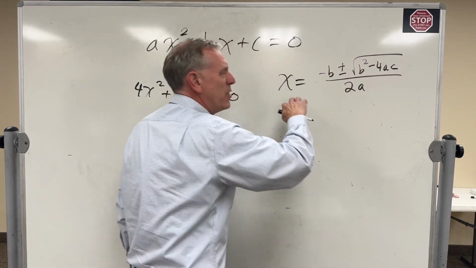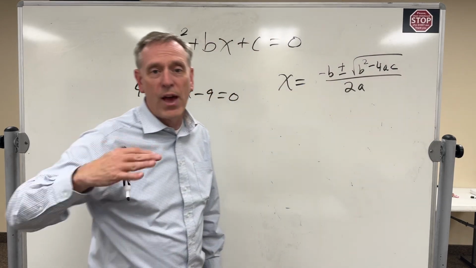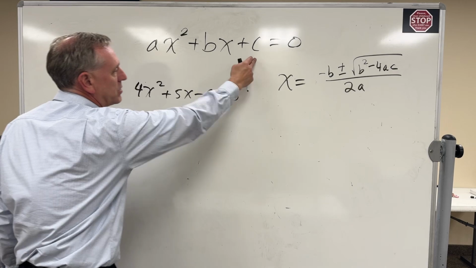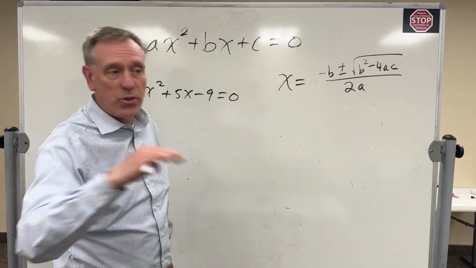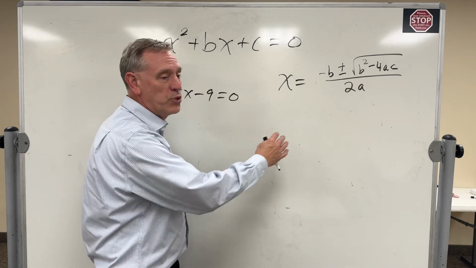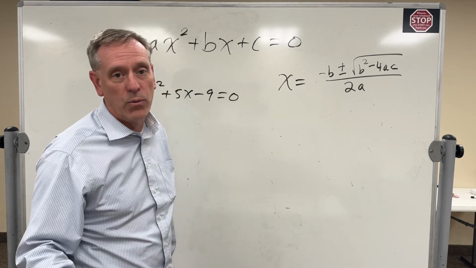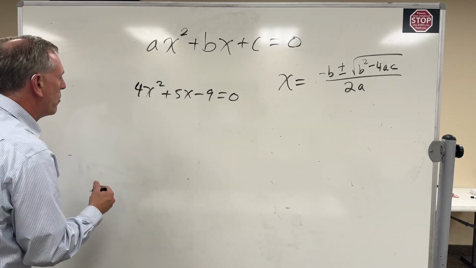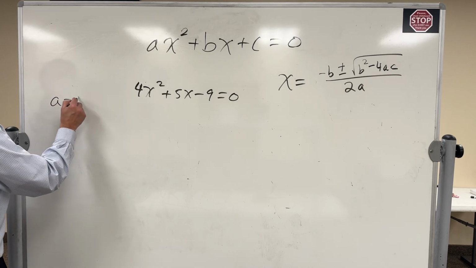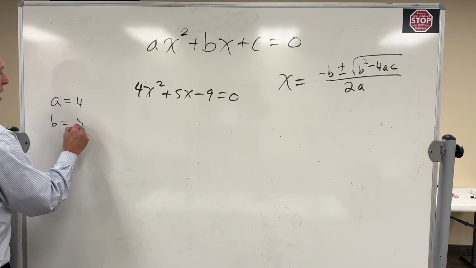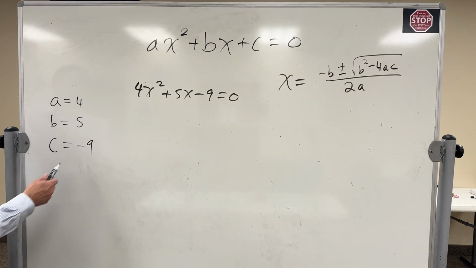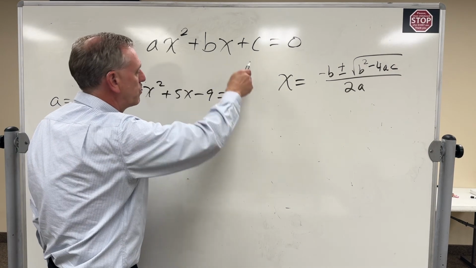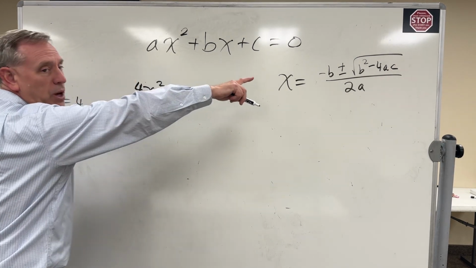This is where this works for every value of a, b, and c. And this always works. Now, it may produce a result that tells us there is no answer, but it will always work. It will always tell you what's going on. And so in this case, what we need to do is identify a, which is 4, b, which is 5, and c, which is minus 9. So there's our 3 constants in these 3 spots. And what we're going to do now is plug them into this formula.